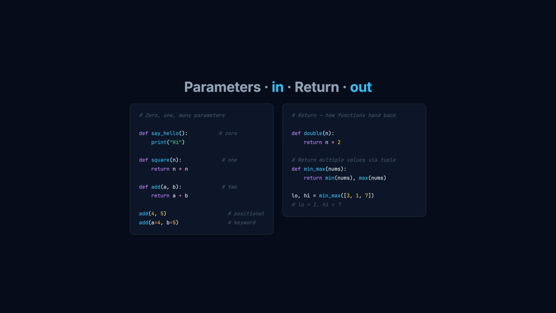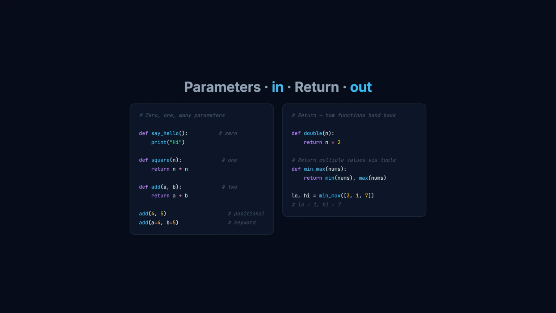Keyword wins over position. Use keywords when a function has several parameters and you want the call site to read like a sentence. On the right, return values. Return is how the function hands something back. Return n * 2. Return min(numbers). Whatever the expression evaluates to becomes the value of the call.